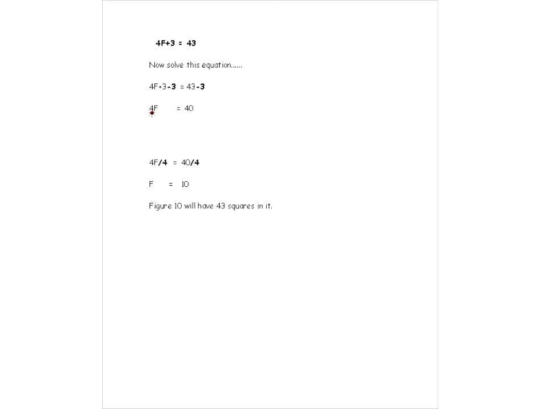And then remember, since we have 4 times f, we do the opposite of 4 times. We divide both sides by 4. We end up with f on the left. 40 divided by 4 is 10 on the right. So the figure number that's going to have 43 squares in it is going to be figure number 10.